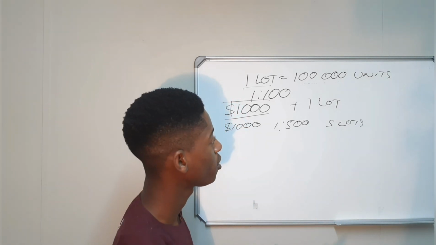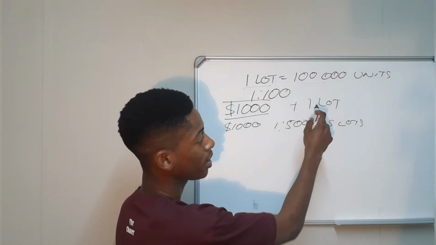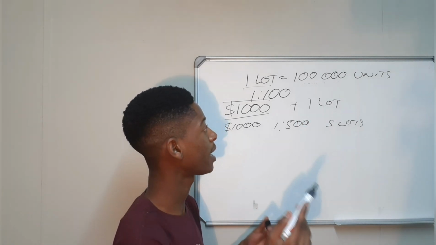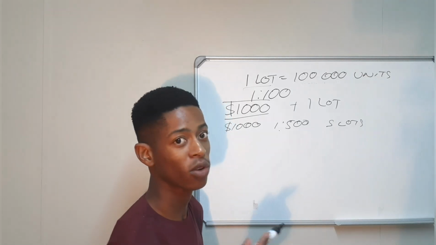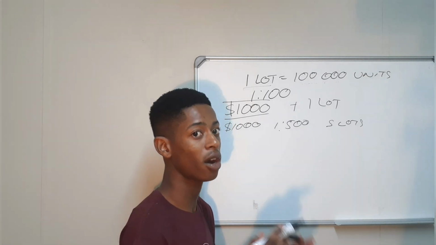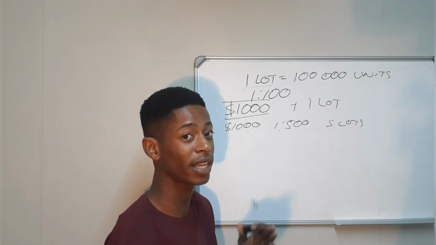Did you see this? So basically, let's say when you use one lot and the trade goes 10 pips against you, that's going to be equal to how much? It's going to be $100. So are you willing to risk 10% of your account? Now that's what actually happens.